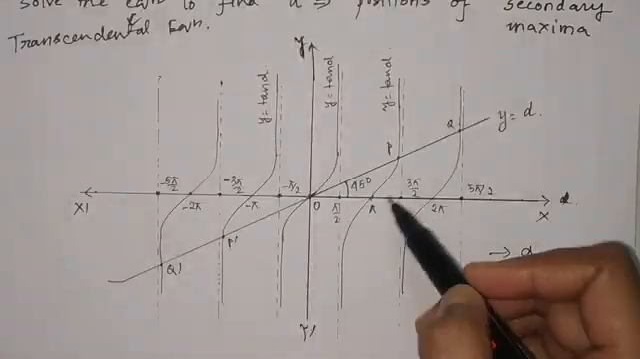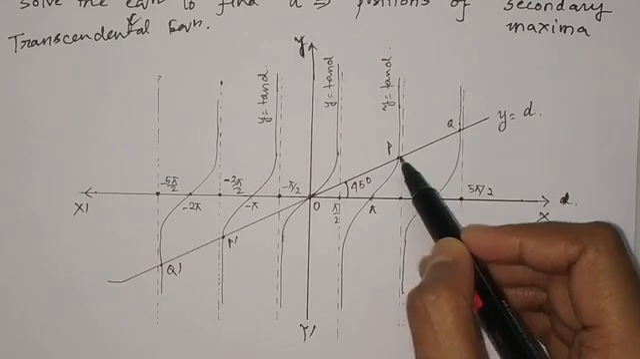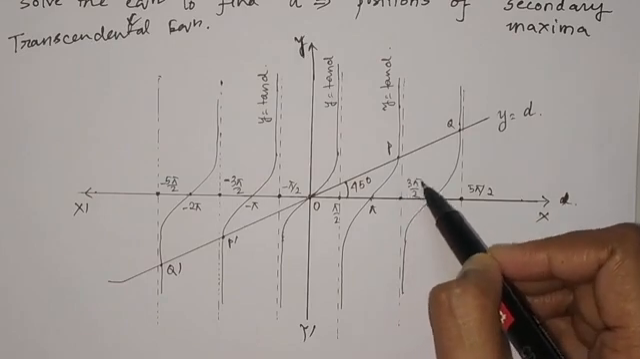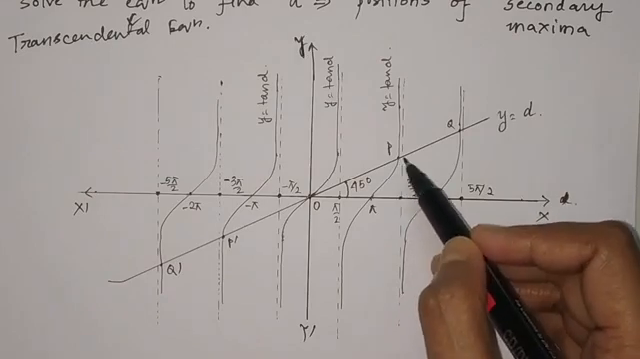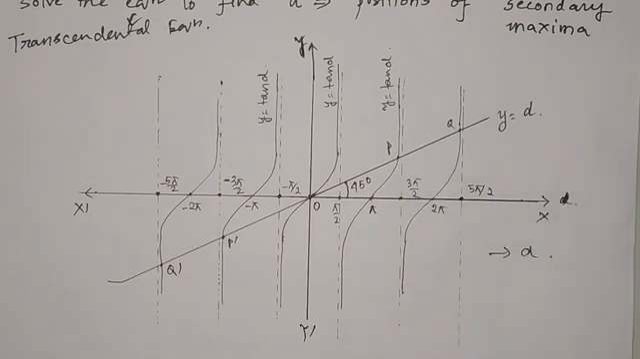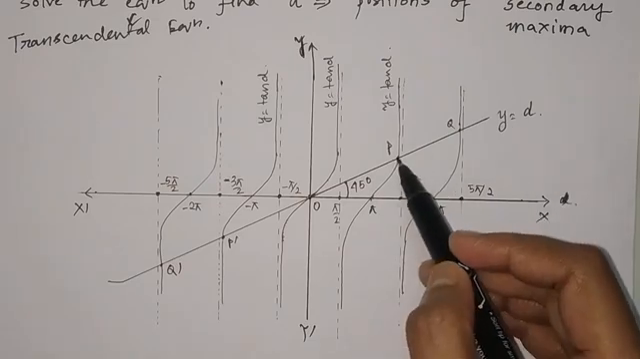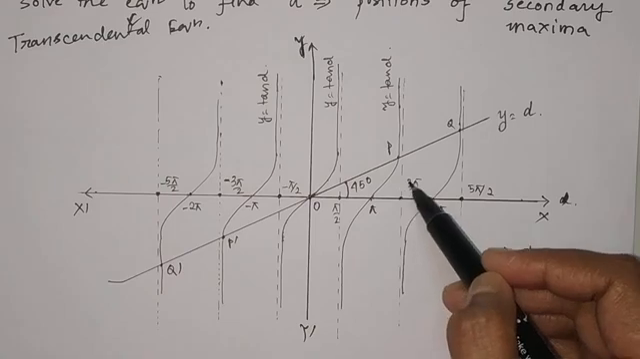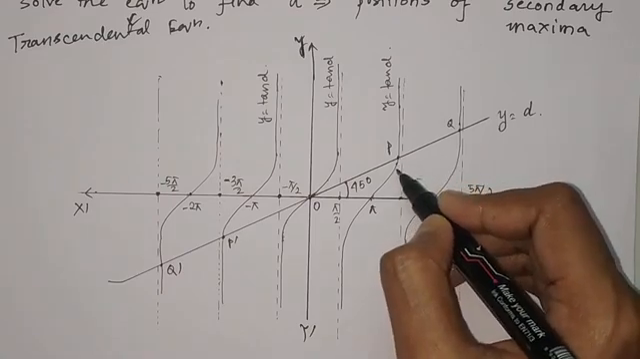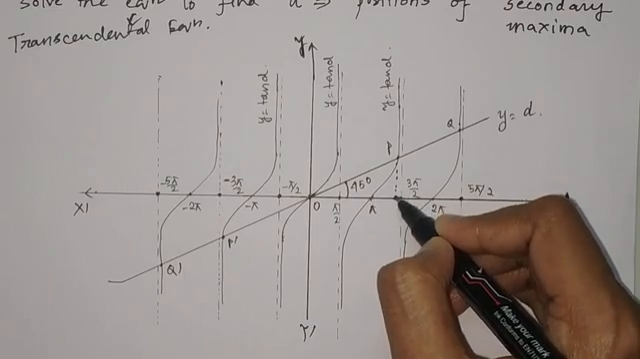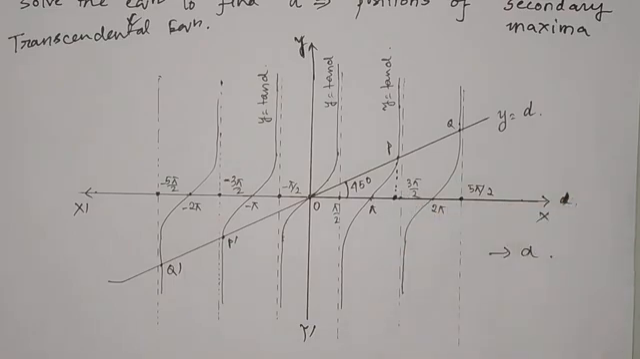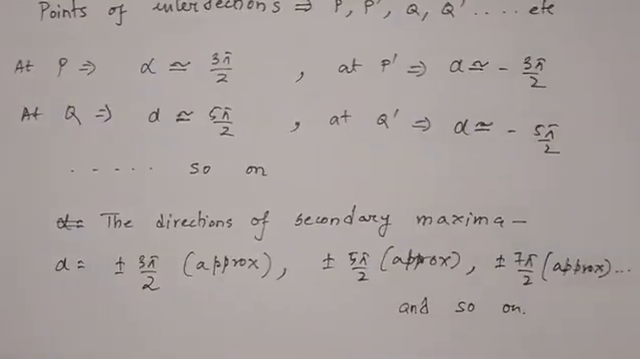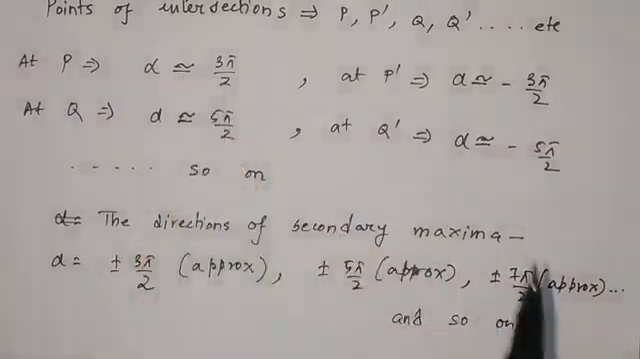So at P, what is the value of alpha? If you look at this diagram at P, you see it is nearly equal to 3 pi by 2, but it is not exactly 3 pi by 2. At point P, alpha has some value slightly less than 3 pi by 2. So we can say that alpha is approximately equal to 3 pi by 2.